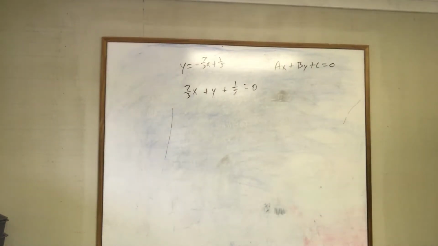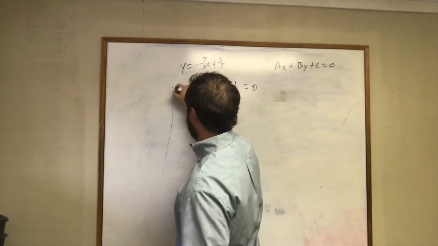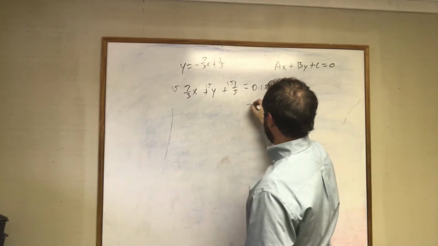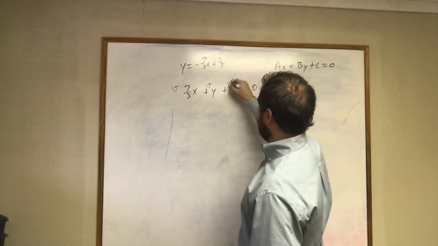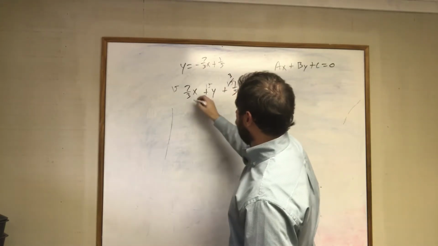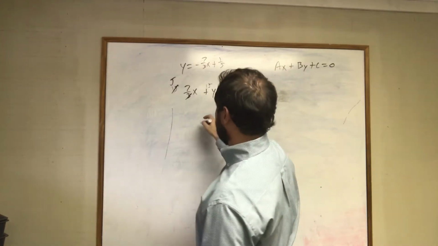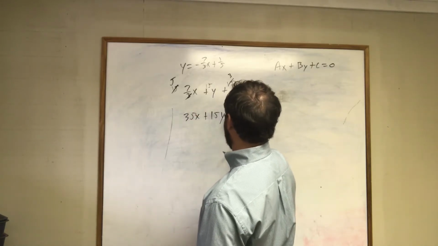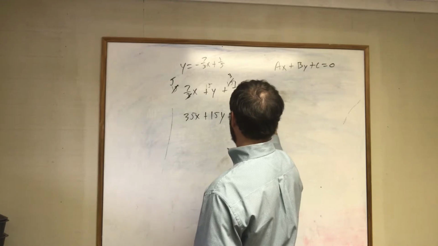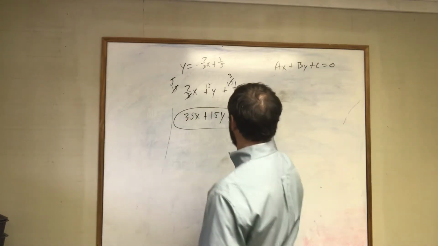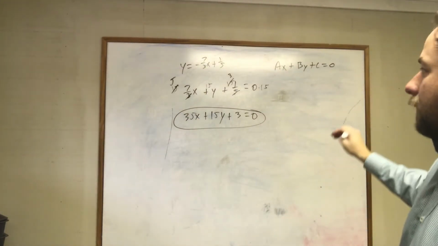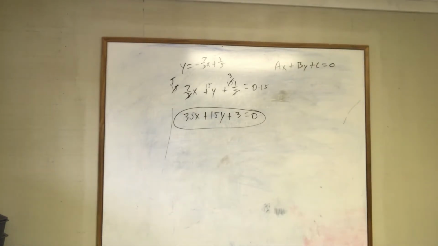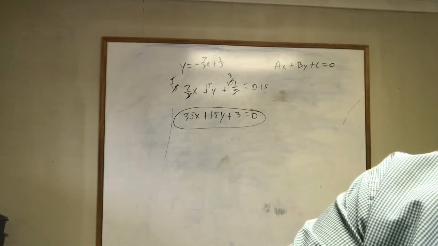The last step in this problem is we're going to multiply everything times 15. Still get 0 on this side. The point is that we have all whole numbers, so we eliminated the denominator. We get 35x plus 15y plus 3 equals 0. So that's how you take something from linear form to general form, just manipulating equations.